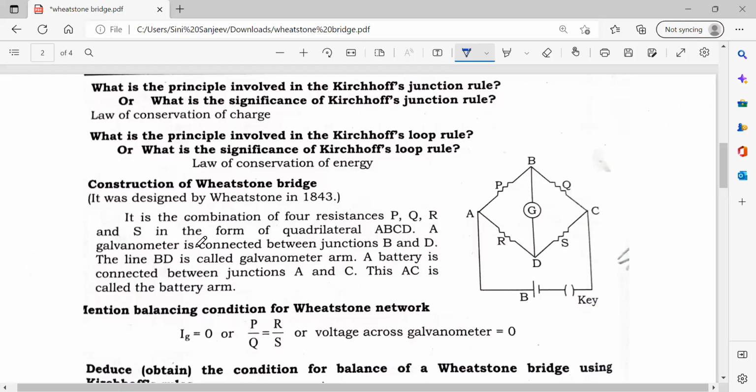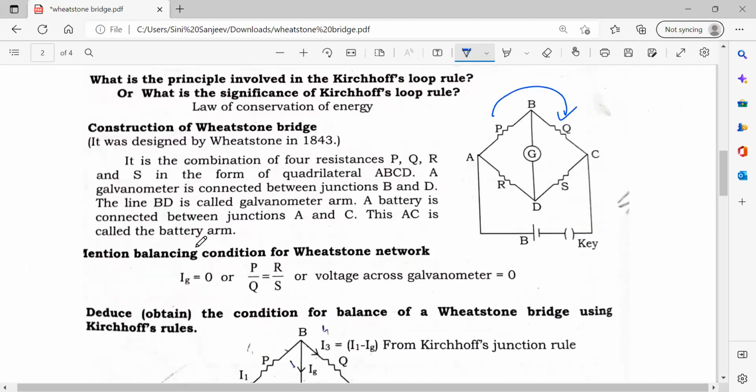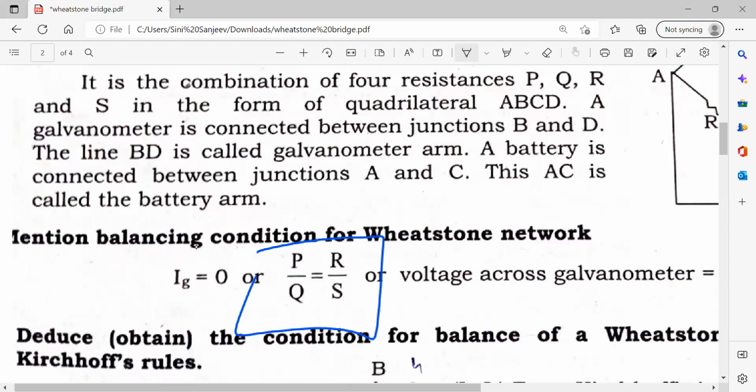Now, in this, we have to prove what? P by Q is equal to R by S. So P, Q, R and S are resistance values.